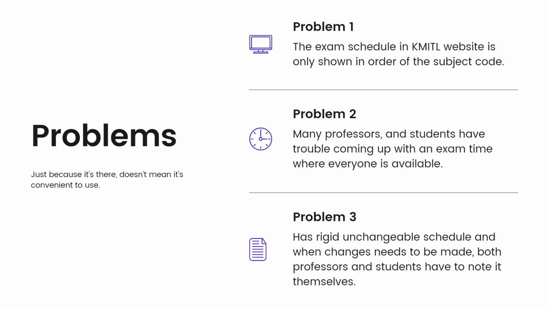One of the major problems from this is finding a time where everyone is available. With a properly arranged schedule, finding the time will no longer be difficult. Lastly, the current exam schedule on the KMIT website cannot be easily changed. This will become a problem when a subject no longer requires an exam or the exam date has to be changed for whatever reason.